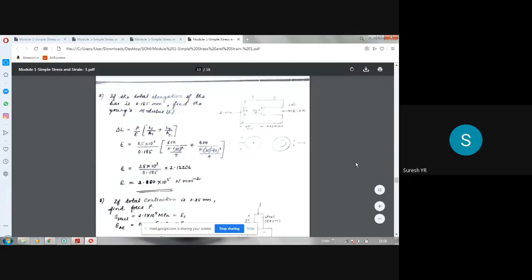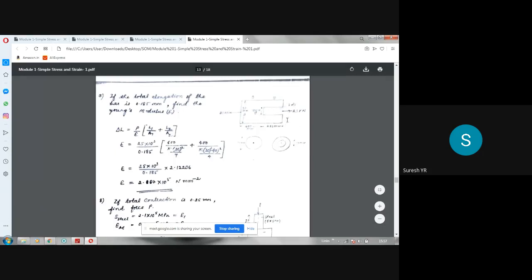And here, this is a bar, in which up to this it is solid, then there is a hollow portion. A hole is drilled here. And it is given that 25 kilonewton is the tensile force acting over the entire system. Here, the length is 600, then this is 400 mm. And the diameter is 30 mm here, 30 mm. Here this drill hole diameter is 10 mm.